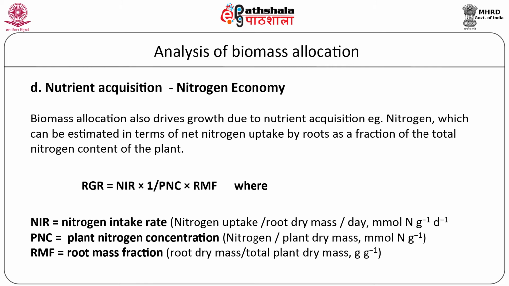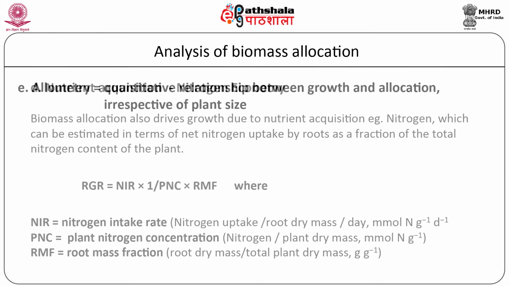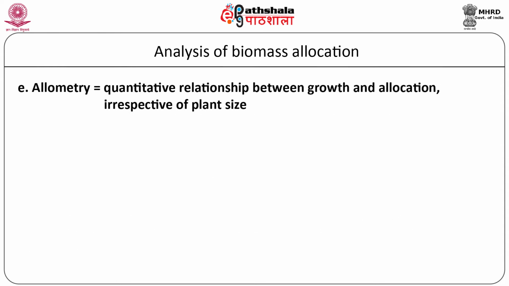Hence, it is a product of the nitrogen uptake by the root fraction per unit plant nitrogen concentration. Another approach for studying the allocation of biomass is by allometric analysis. Allometry represents the proportional changes in dimension taking place during growth. It represents the quantitative relationship between growth and allocation, irrespective of the plant size.